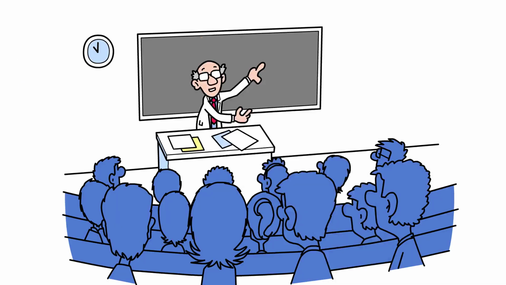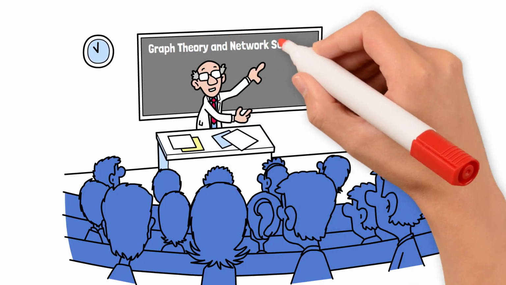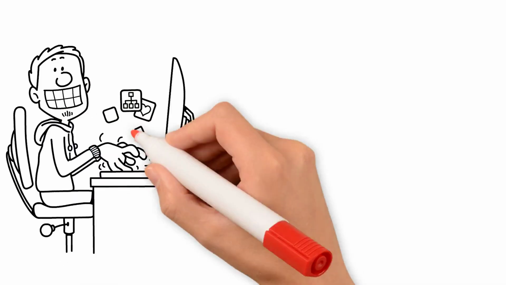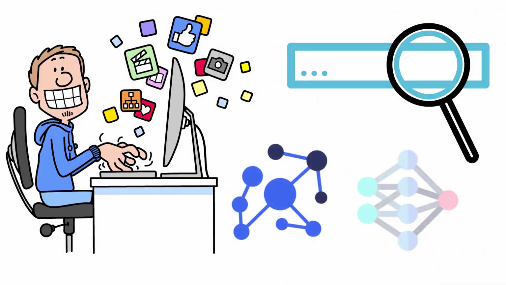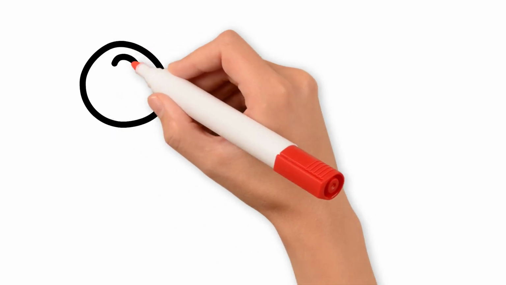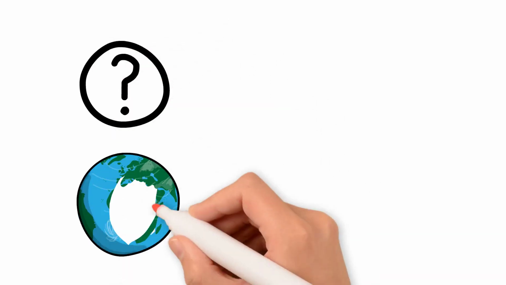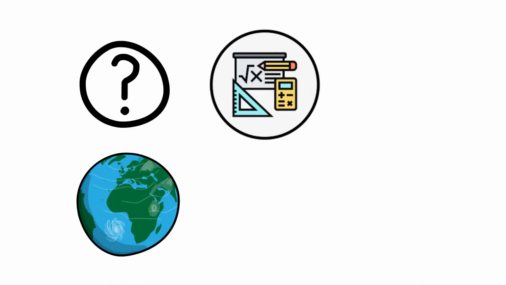In our next episode, we'll explore graph theory and network science. From social networks and search engines to knowledge graphs and graph neural networks, this field reveals how connections shape the world and how mathematics helps us understand them.